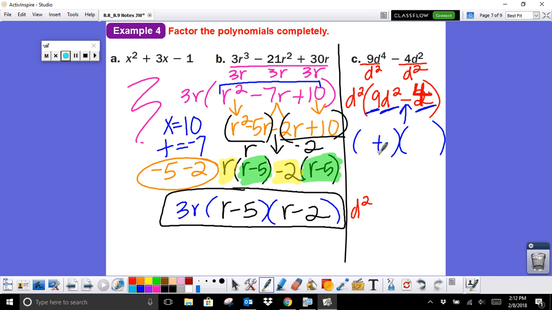So one's plus, one's minus, I know that for sure. What times itself gets me 9? 3. What times itself gets me D squared? D. What times itself gets me 4? 2. So one of my factors is that D squared that we took out from the very beginning. And then I have 3D plus 2 and 3D minus 2.